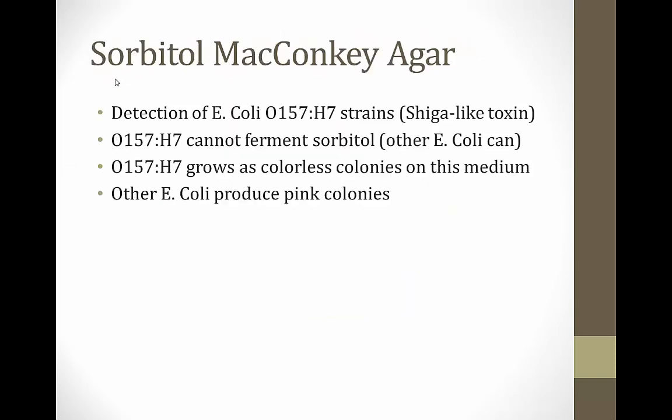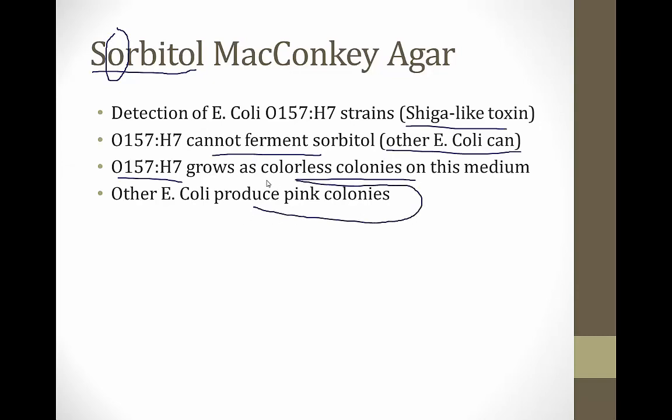Sorbitol MacConkey agar is used to identify the O157 strain of E. coli, and you can just remember the O in sorbitol stands for O157. This is the strain of E. coli that produces a Shiga-like toxin and that can cause hemolytic uremic syndrome. So O157 cannot ferment sorbitol, but other E. coli can. This means that O157 grows as colorless colonies on this medium, while other E.